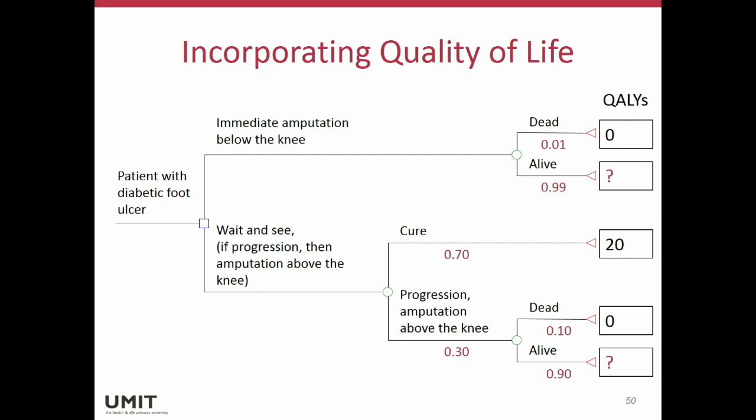So you see these question marks here. We want to have the QALYs now, the life years multiplied with the quality of life. So what do you have to write in this box after alive in the upper branch? How do you calculate your QALYs? One thing you know already: QALYs is lifetime multiplied with quality of life. So, how long do these people live? What did we say? 20 years.